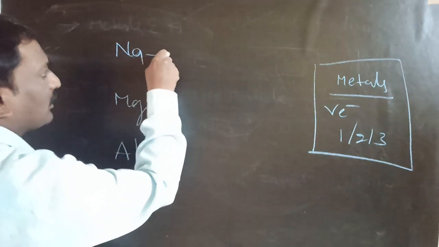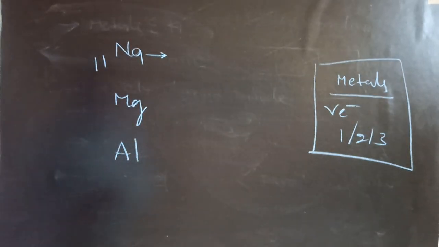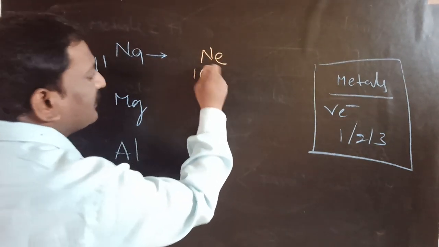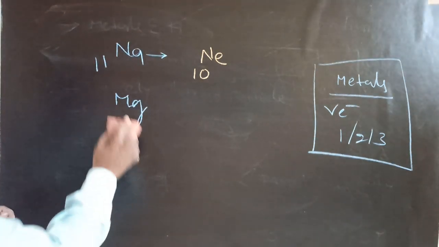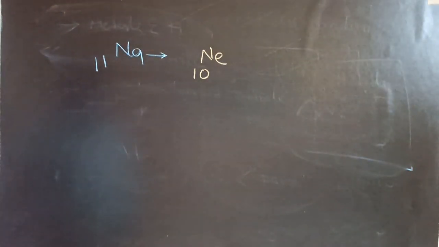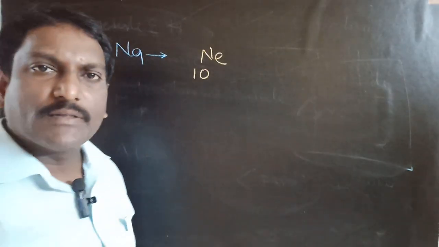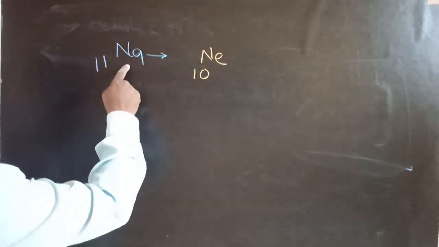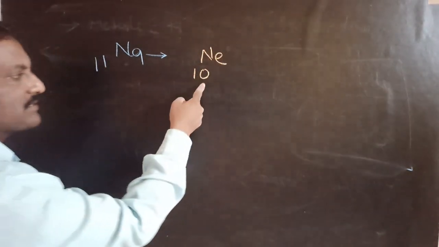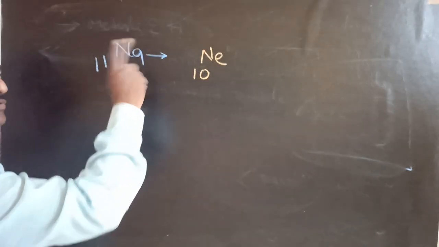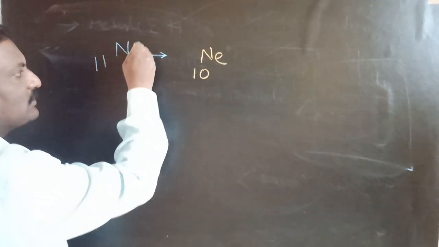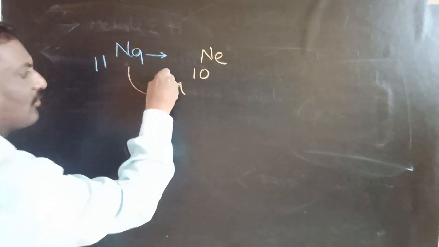So here sodium, atomic number 11. Sodium wants to attain neon configuration because, as I said, each and every element in the periodic table always tries to attain the nearest noble gas configuration by the gain or loss of electron. Neon is the nearest to sodium. So if it loses one electron, it gets neon configuration. That's why sodium has the tendency to lose electron always.